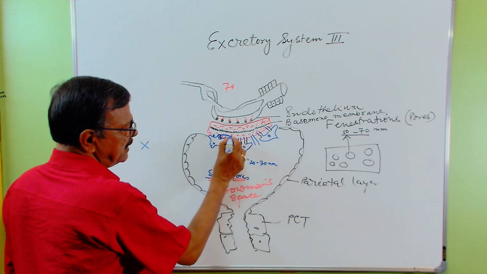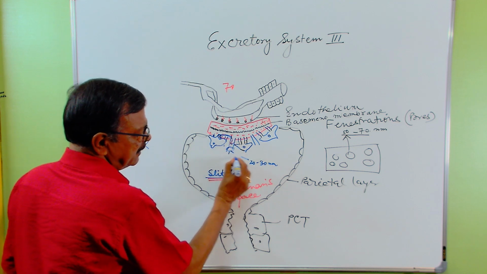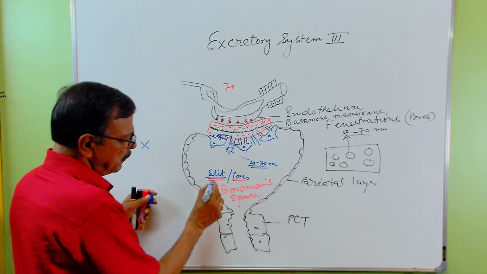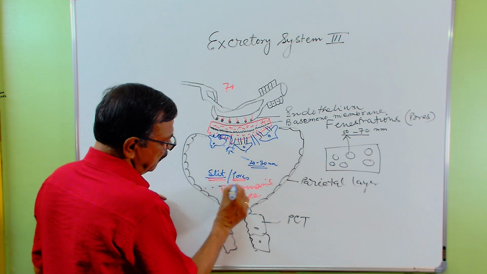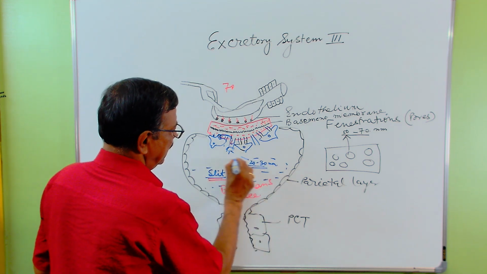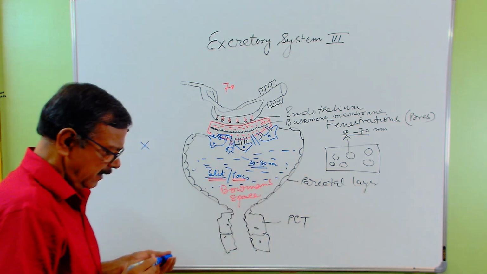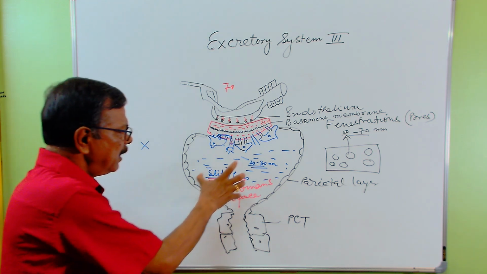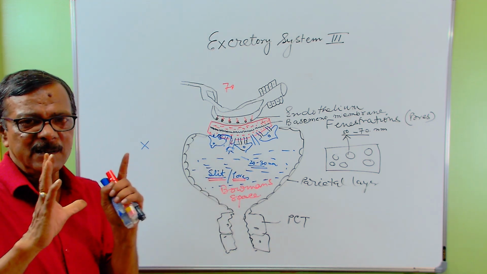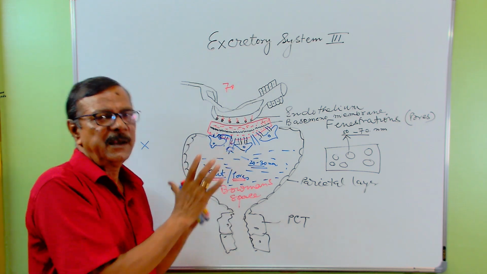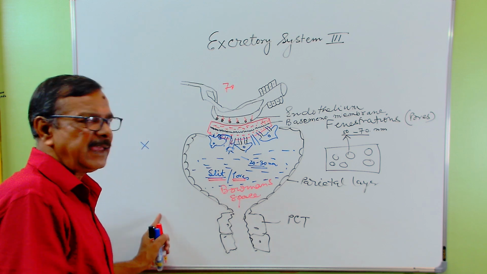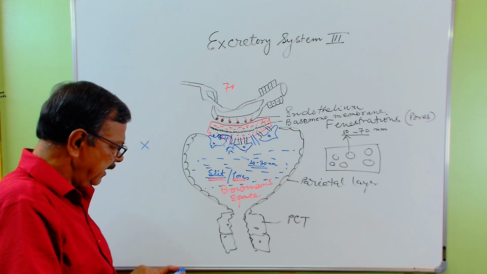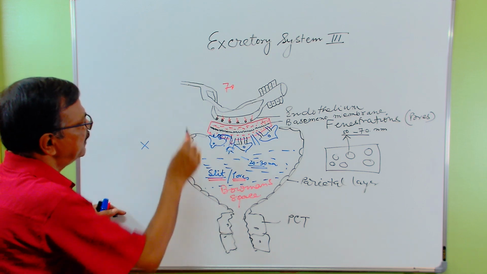So the pressure is minimized and it cannot pass through other than these 20 to 30 nanometer pores. From this slit pore, the glomerular filtrate comes. It comes as a glomerular filtrate, not urine, because it has some important materials which the body needs. So it has to be reabsorbed by this efferent arteriole making capillaries over this.